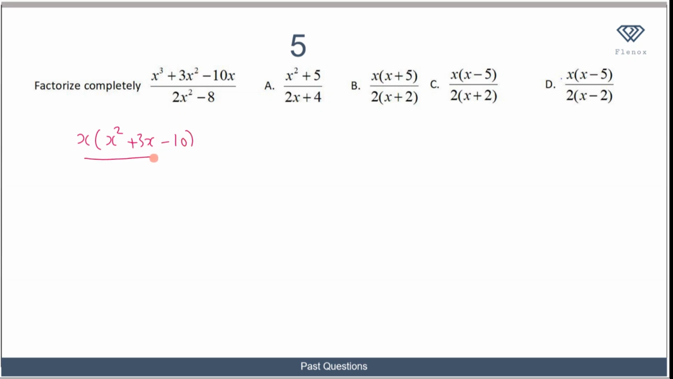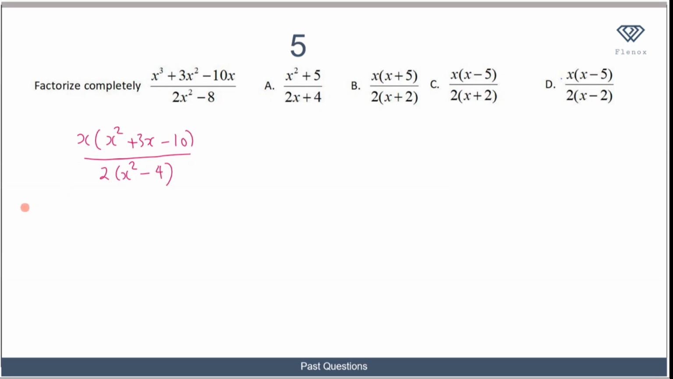And the bottom, what is common to both? You have 2, and you'll be left with x squared minus 4. So how do we deal with the numerator and denominator? If we look at the numerator, this term in the bracket, you can easily factorize this using your quadratic equation, and in the denominator you can easily factorize this using the difference of two squares.